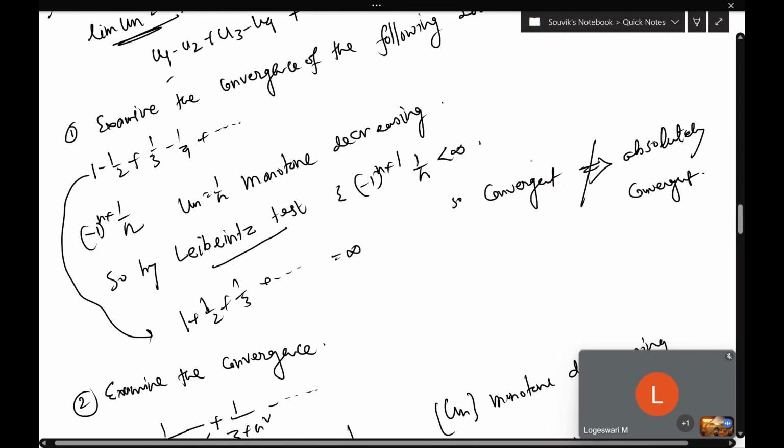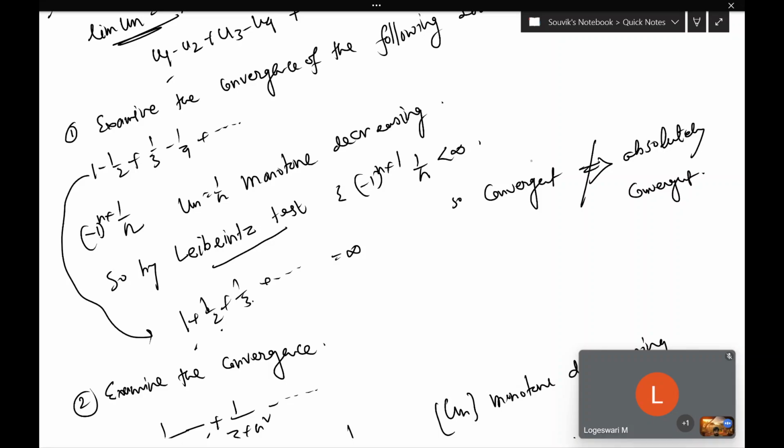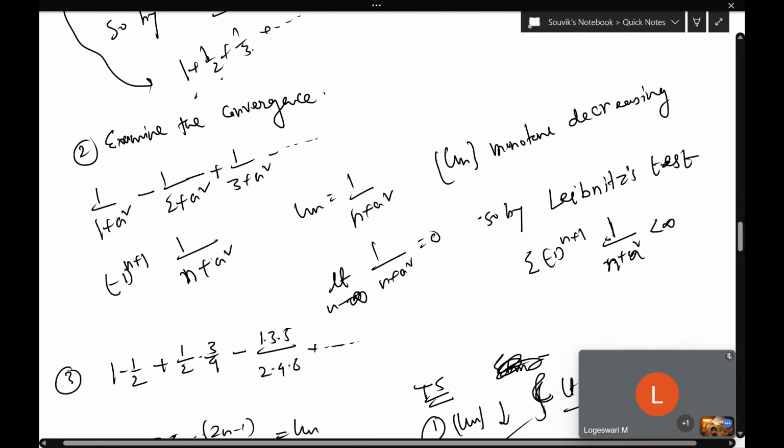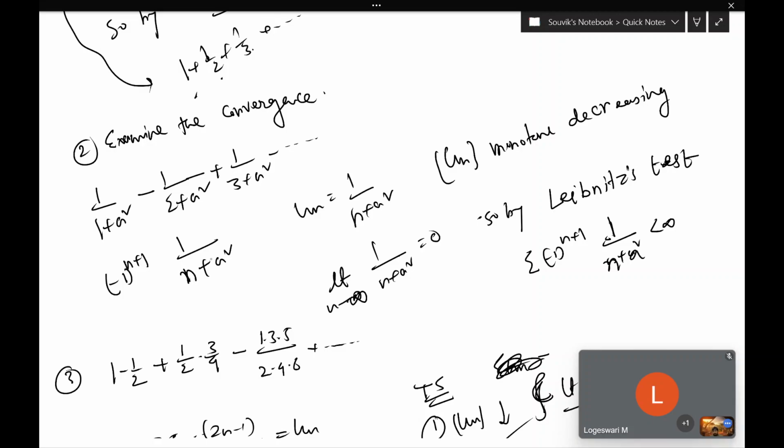And also note that 1 + 1/2 + ... is divergent. Convergence does not imply absolute convergence, and this actually gives the concept of conditional convergence that we have already seen. So this is revision. Let's go through the other discussion.